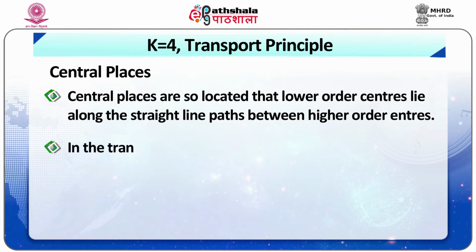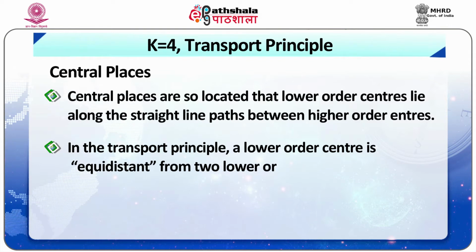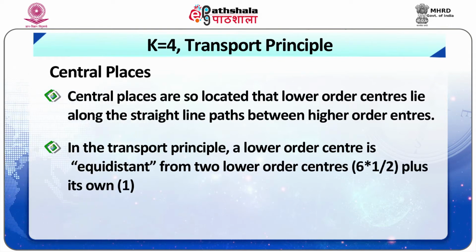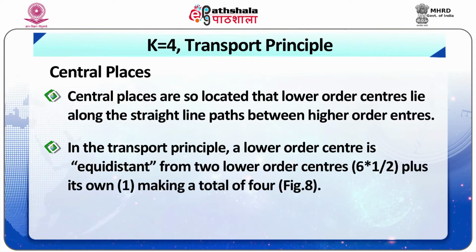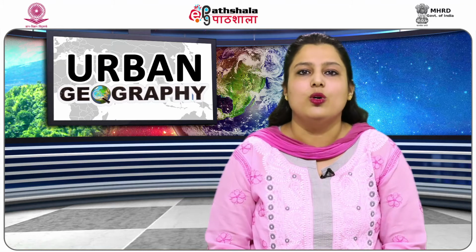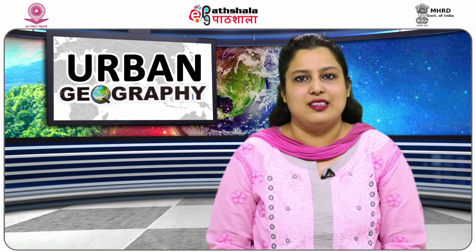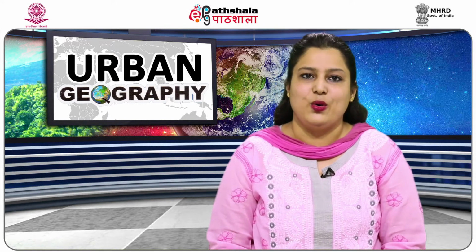In the transport principle, a lower order center is equidistant from two higher order centers, that is 6 into 1/2, plus its own 1, making a total of 4, as shown in figure 8. When central places are arranged according to the transport principle, the lower order centers are located at the midpoint of each side of the hexagon, rather than at the corners.